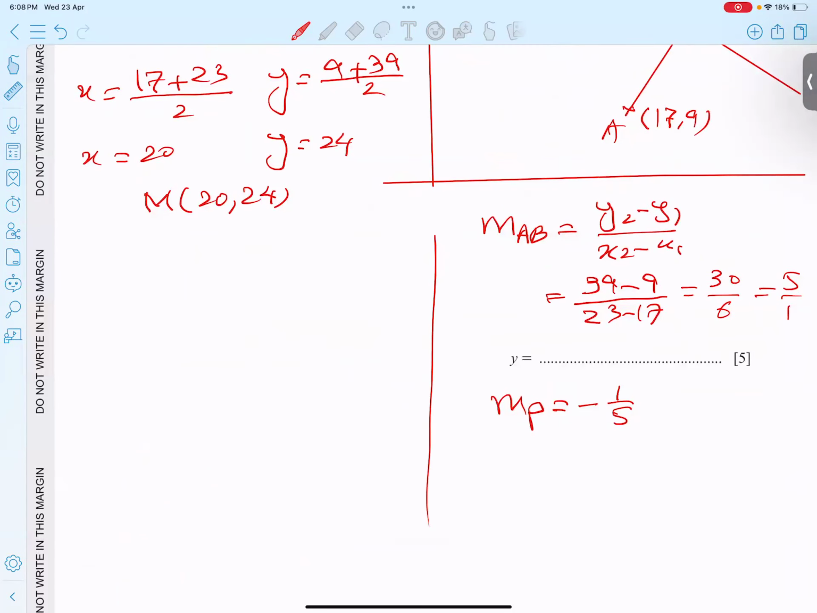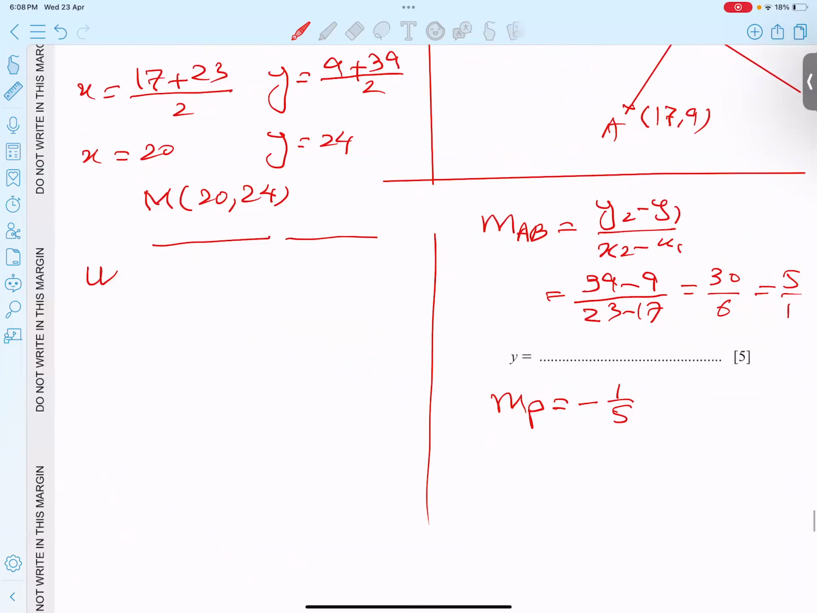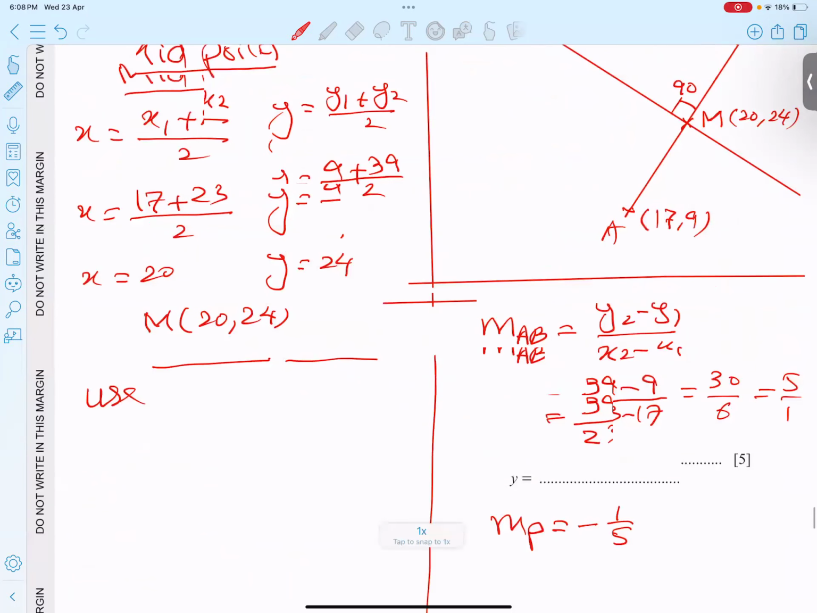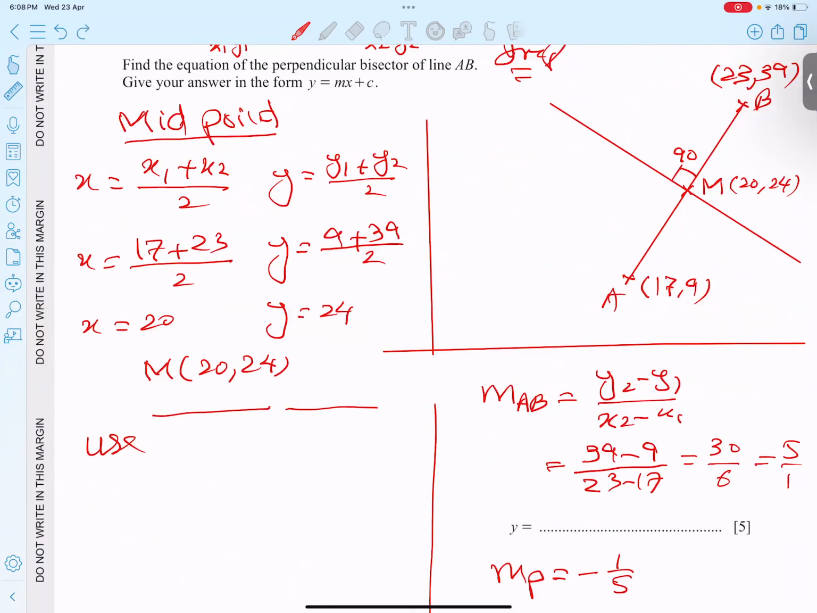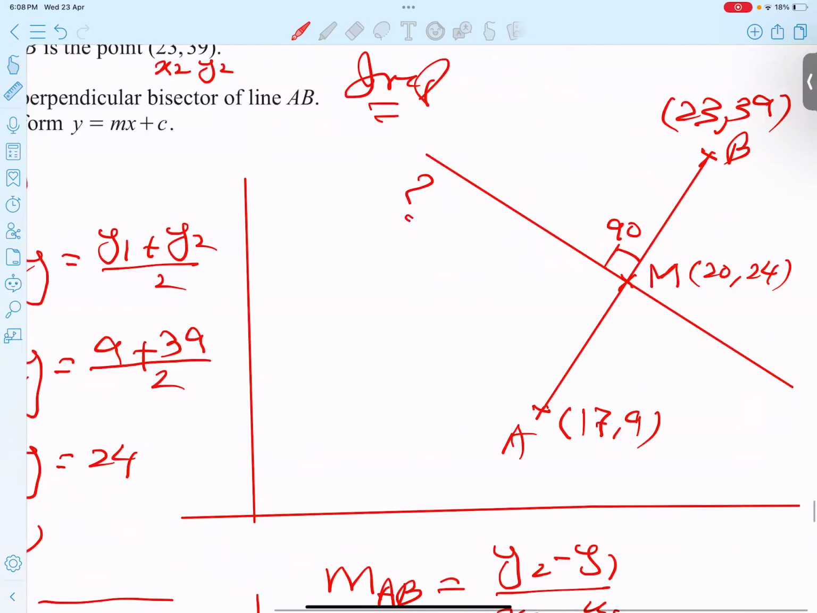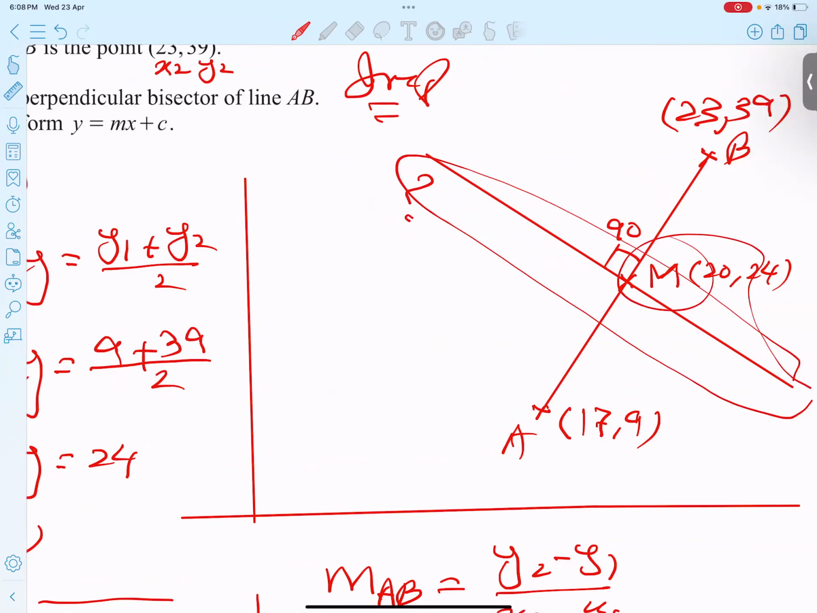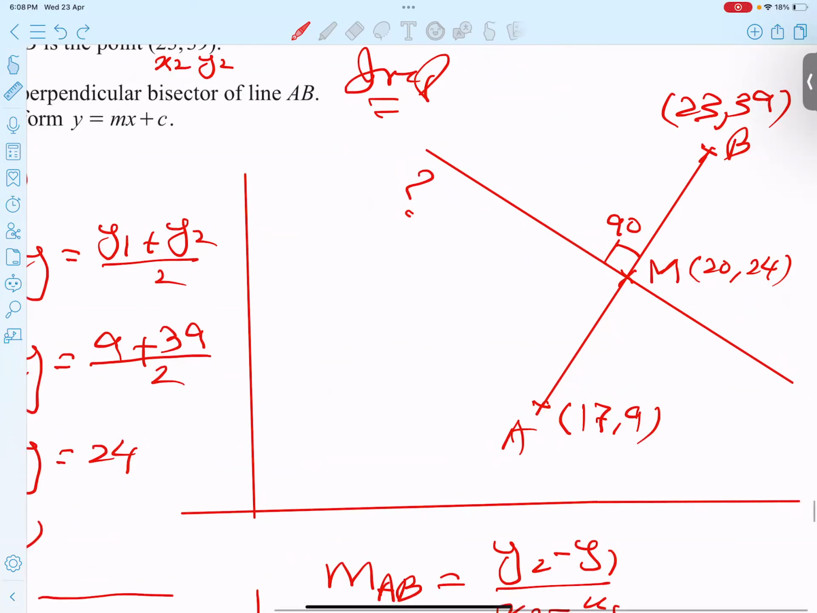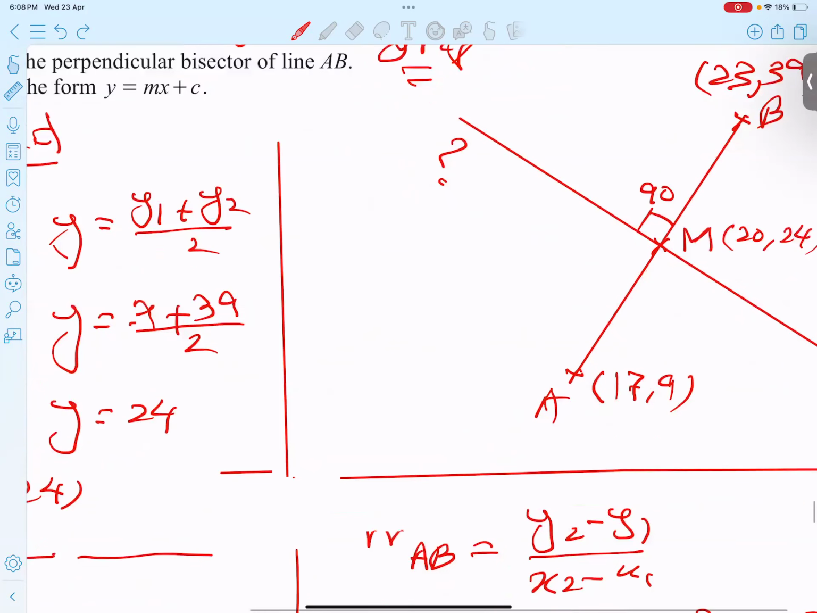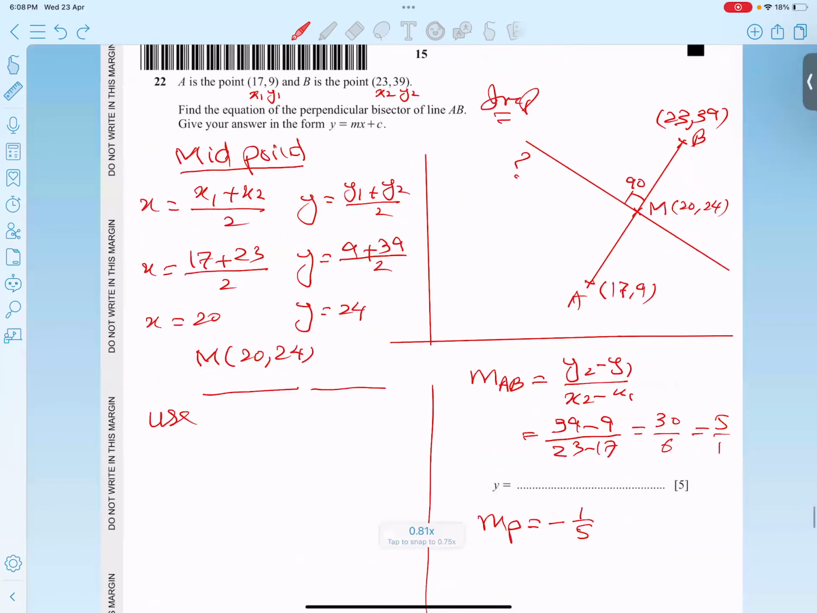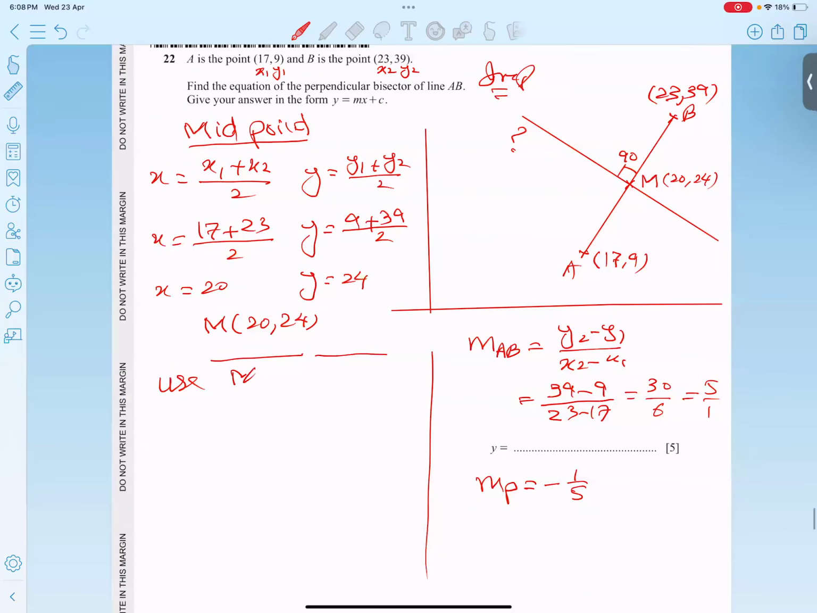And now I'm writing finally. I'm using M. Now you may ask, sir, why not use A and B? Sorry, students, because this is my task. On this line, I have only one point available, and that is M. You can't use A, you can't use B. I know as a teacher, some students try to use A or B. Okay. Now, students, I'm using the M coordinate, which is 20, 24.